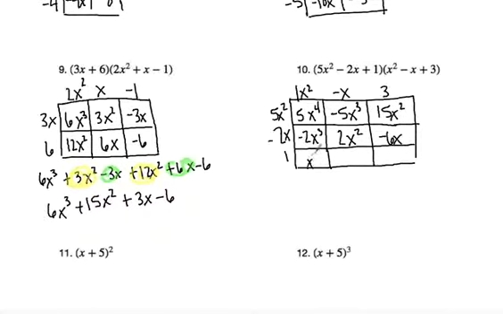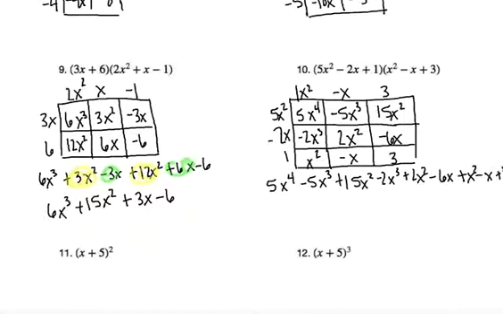1 times x squared is x squared. 1 times negative x is negative x. And 1 times 3 is 3. Everything comes out. 5x to the 4th minus 5x cubed plus 15x squared minus 2x cubed plus 2x squared minus 6x plus x squared minus x plus 3.